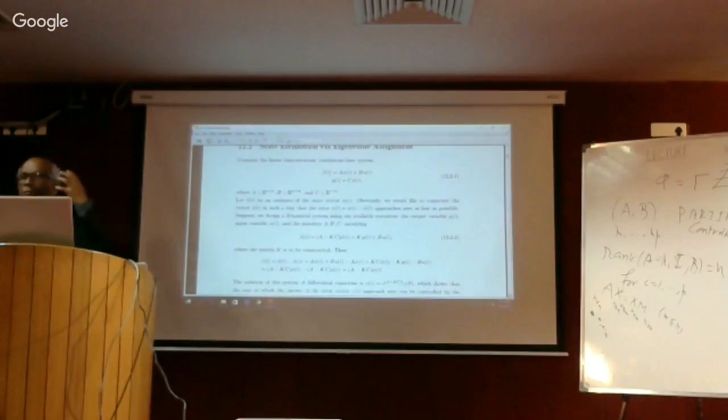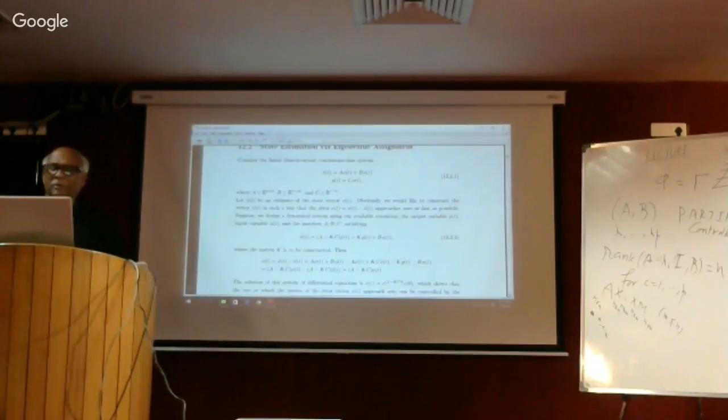What are the available resources we have at our disposal to solve this problem? We know the matrices A, B, and C. We know the input, we know the output. So we know the input vector u of t, we know the output vector y of t, and we know the matrices. So using these resources, we have to construct an estimate of the state vector x of t.